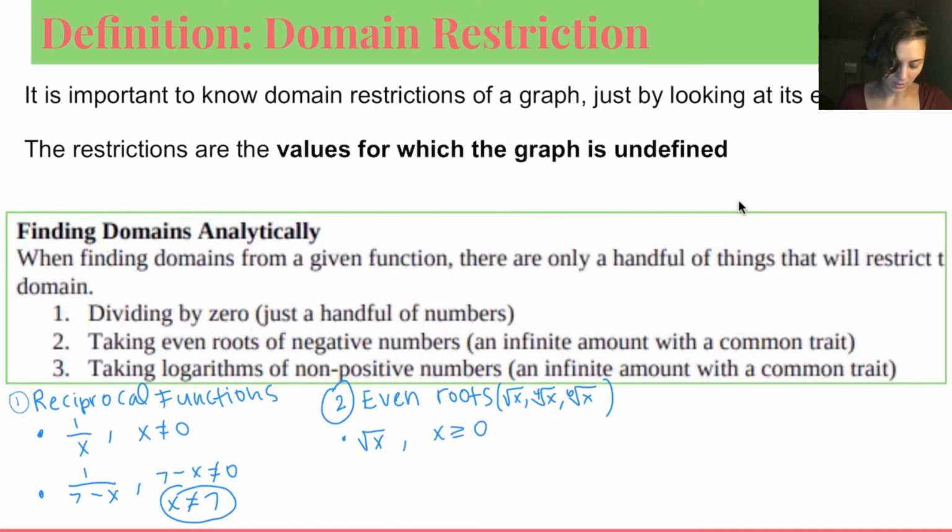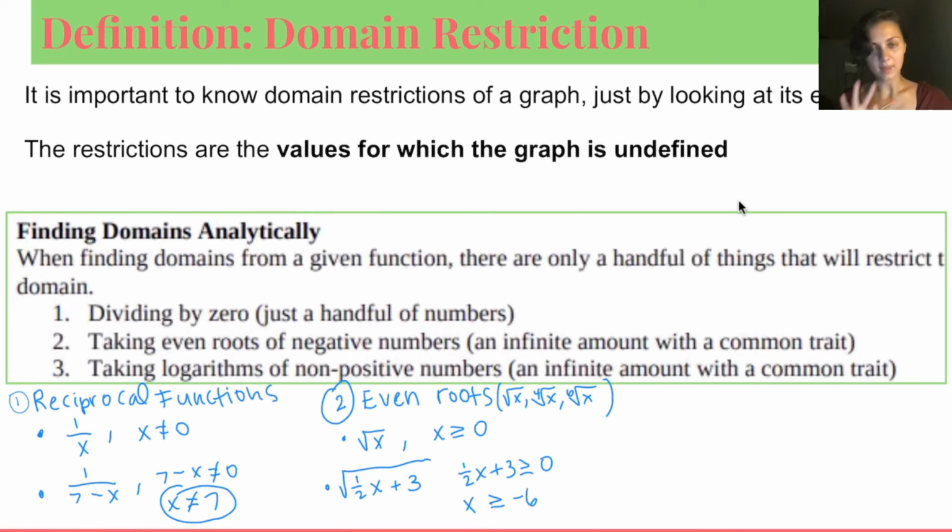If I had something a little bit more complicated, like the square root of 1/2 x plus 3, then I know that 1/2 x plus 3 has to be greater than or equal to 0. If I were to simplify this and solve for x, then I know that x is greater than or equal to -6, and that would be my domain restriction.